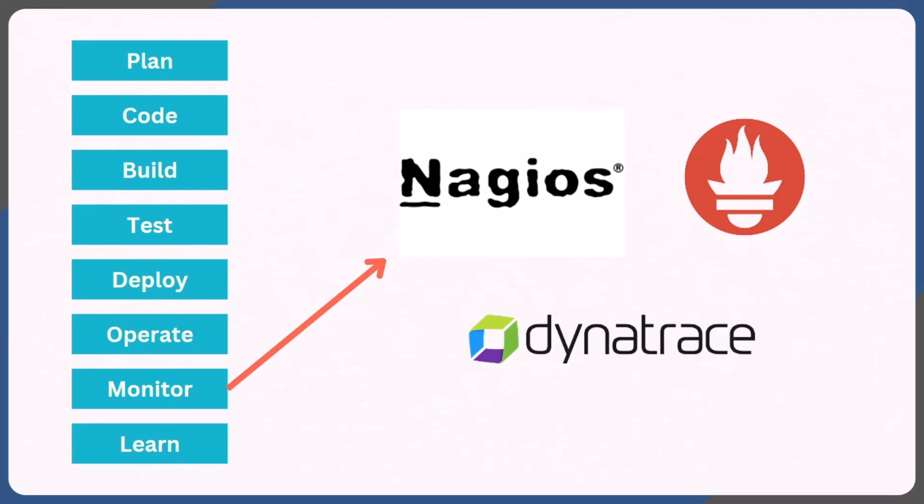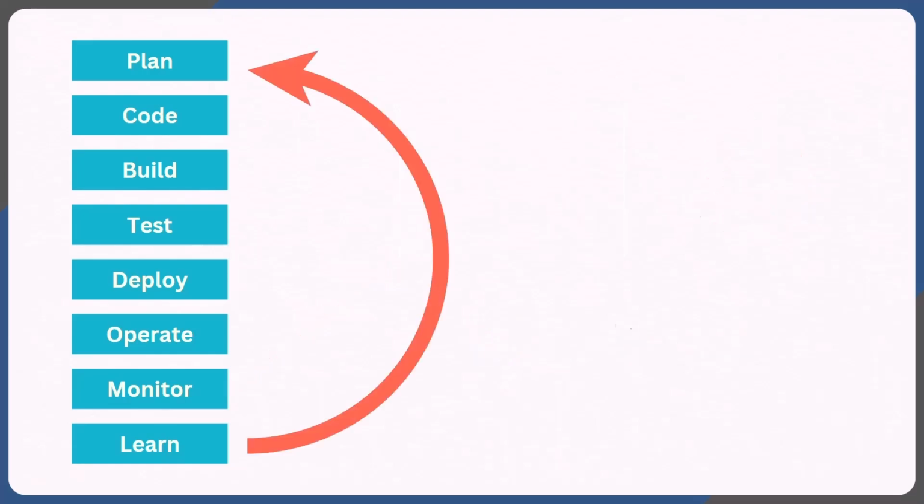Nagios and Prometheus are some of the popular tools for monitoring, and Dynatrace and AppDynamics are some of the tools for performance monitoring. Next comes the learn phase, and here we basically collect feedback from users, stakeholders, and monitoring tools to suggest any improvements, bug fixes, or even introduce new features with the goal to refine and enhance the software. And the entire cycle now repeats right from the planning phase.